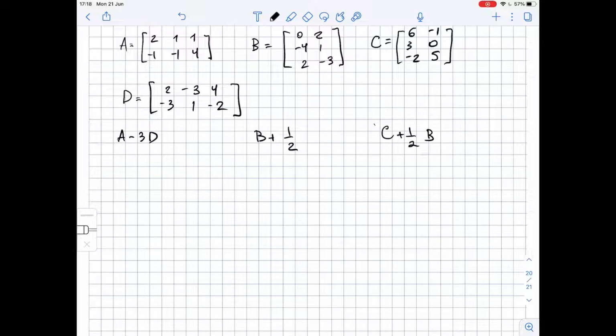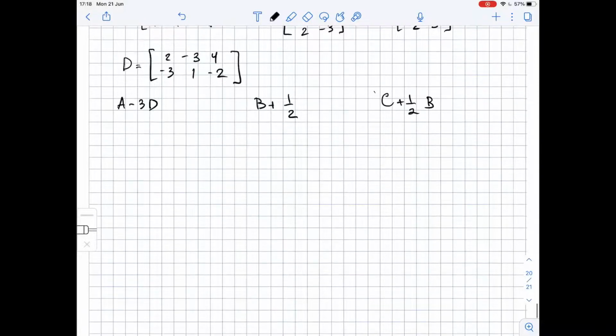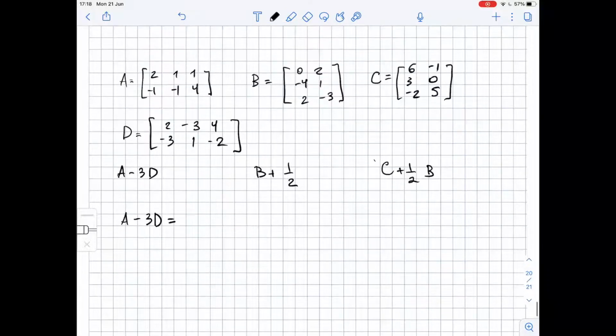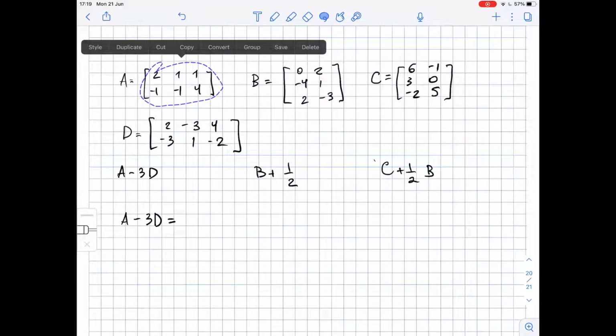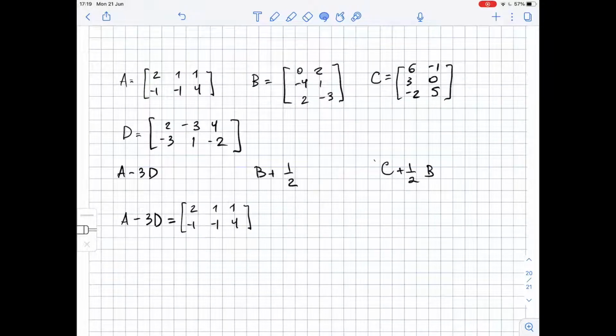So matrix A and matrix D are both 2 by 3 matrices, so they're of the same order. That means that A minus 3D exists. So let's find the value of this. A minus 3D equals matrix A minus 3 times matrix D.